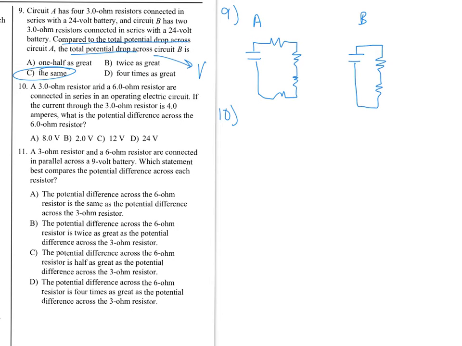A 3 ohm resistor and a 6 ohm resistor are connected in series in an operating electric circuit. If the current through the 3 ohm resistor is 4 amps, what is the potential difference across the 6 ohm resistor? Connected in series, so a series circuit has the same current I.